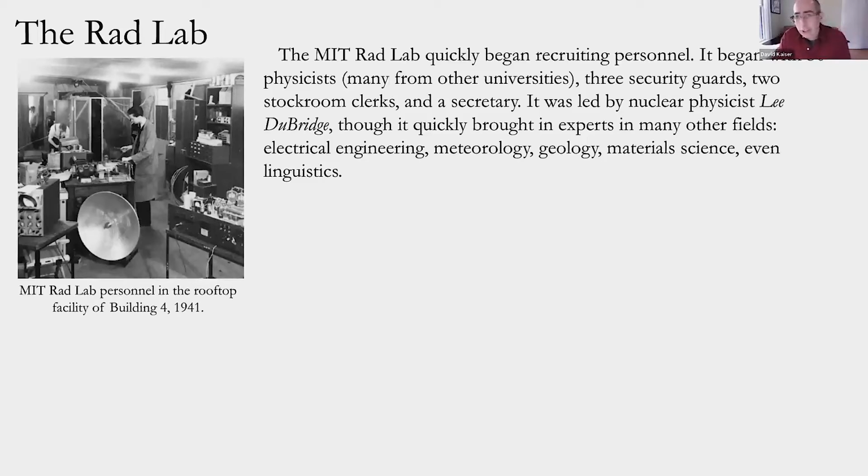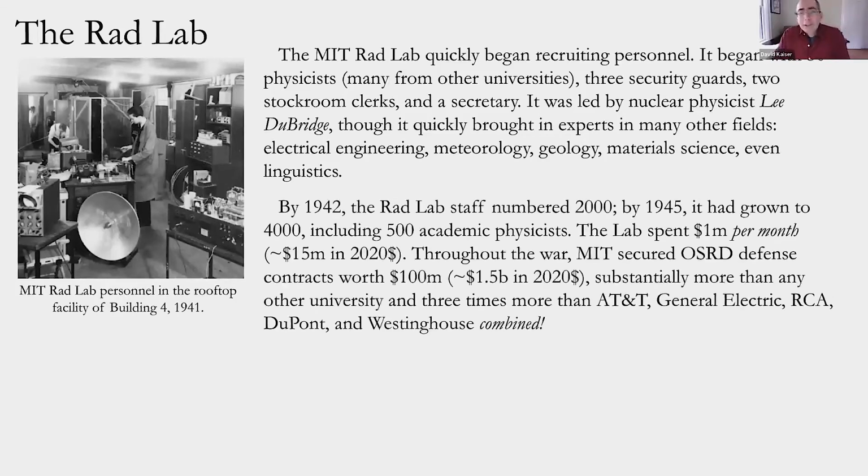The physicist Lee DuBridge, who at the time was at Rochester University in upstate New York, was recruited to temporarily leave his job and move to MIT to be the scientific director for this. But it quickly grew well beyond physics or even electrical engineering. It included meteorology, experts in geology, what we now call material science, even linguistics. How do you identify signal from noise, and so on. It grew very rapidly. In fact, after less than 2 years of operation, the staff numbered 2,000, not just 30, and it doubled again before the end of the war.